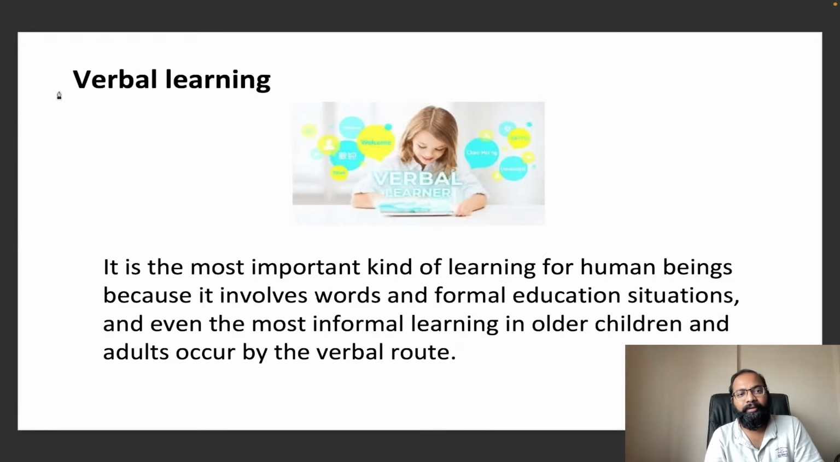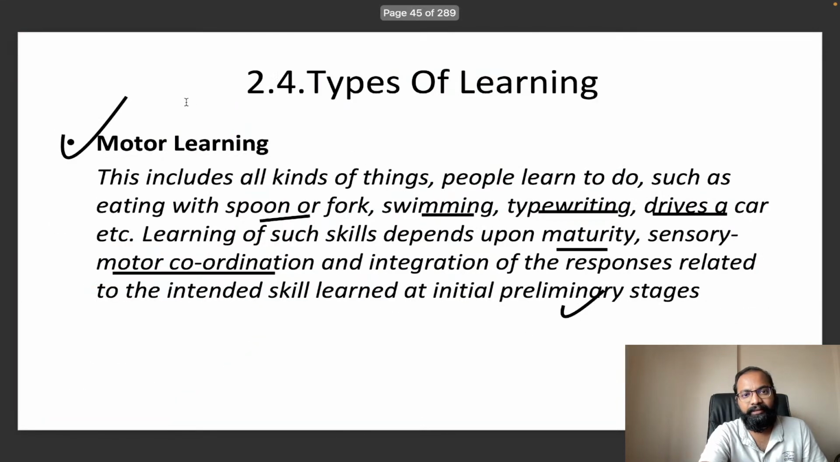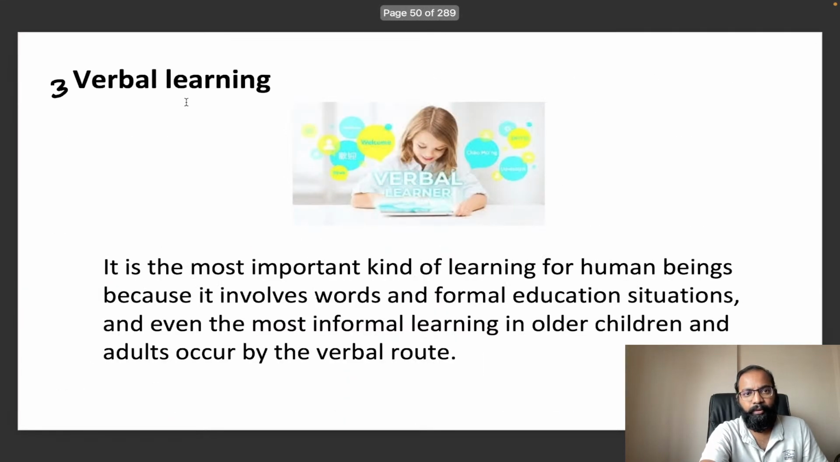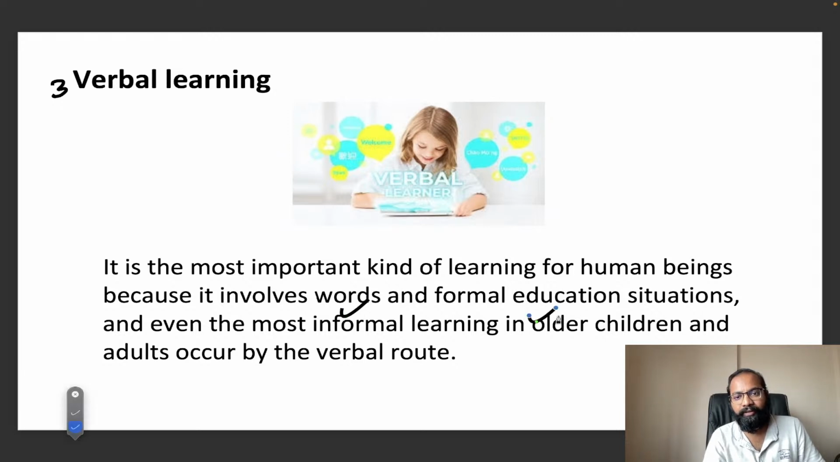Next, the third type of learning is called verbal learning. Verbal learning means whatever we are doing right now in this class, by looking at words, sentences, and pictures. Apart from the discrimination learning and motor learning we saw, most of the learning human beings follow is verbal learning. Verbal learning includes words as well as formal education situations.